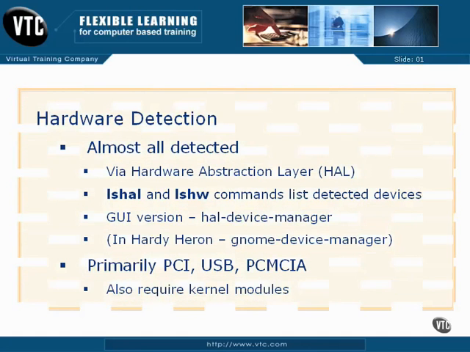Hardware detection. Most hardware is now automatically detected on Ubuntu systems and most modern Linux systems, courtesy of the hardware abstraction layer, also known as HAL. Thus, much of this video is focused on HAL. There are a number of commands and services associated with automatic hardware detection.